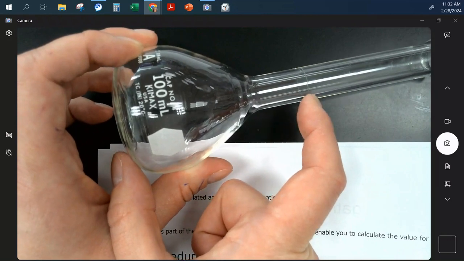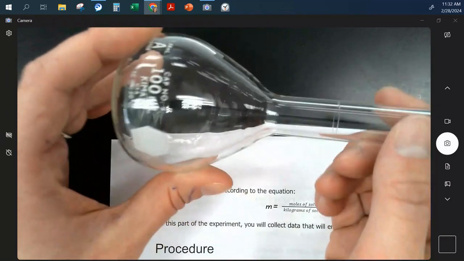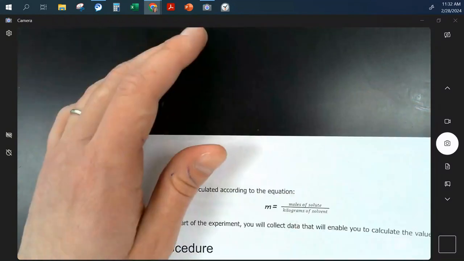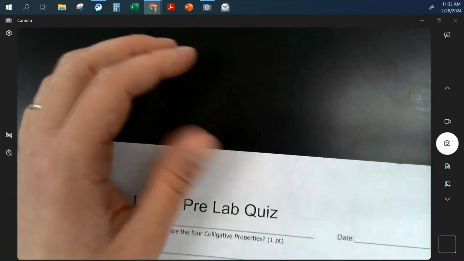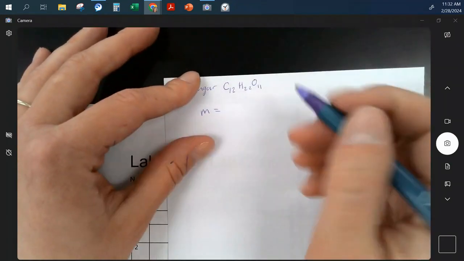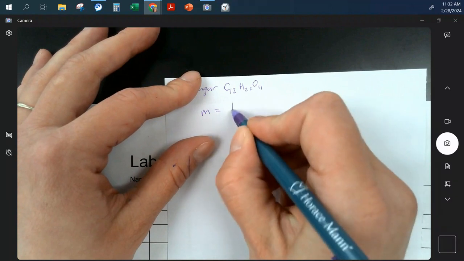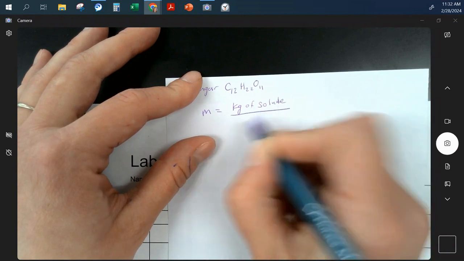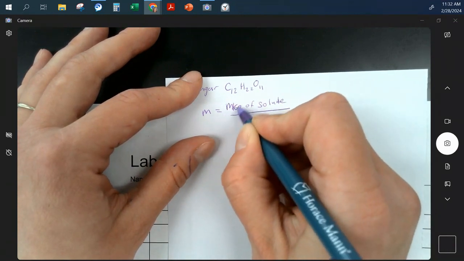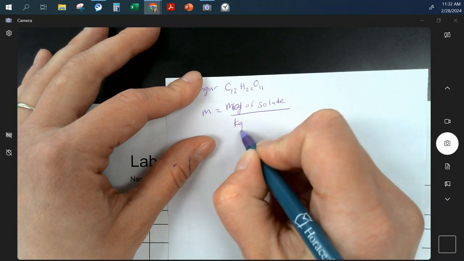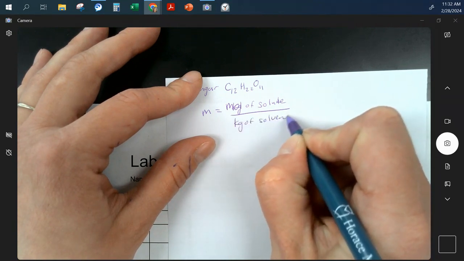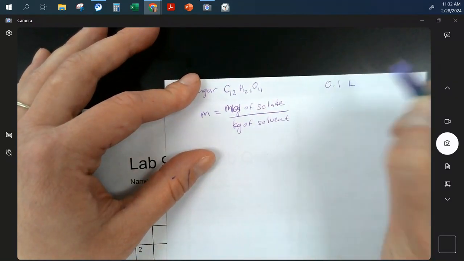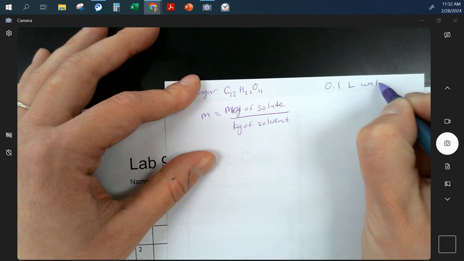So this one is different because you are dividing by the kilograms of solvent. You are using 0.1 liters of solvent. You're going to measure your solvent with this very accurate volumetric flask. Okay, so basically we're going to do the same thing. Molal is moles of solute over kilograms of solvent. We are using 0.1 liters of water or solvent.